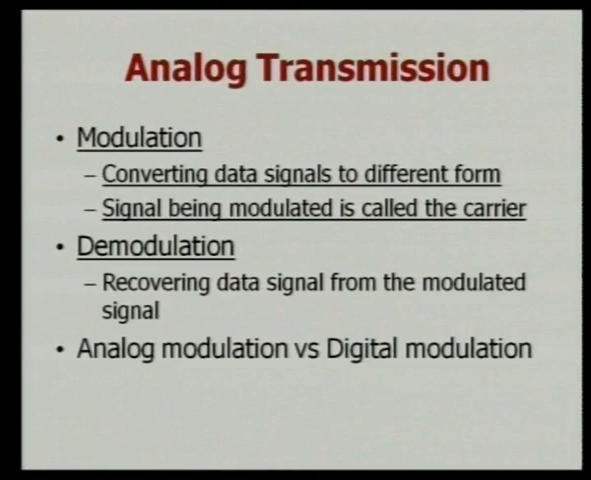So here again we talk about analog modulation versus digital modulation. So what is analog modulation versus digital modulation? Analog modulation would mean that I have analog data coming in being converted to an analog signal. Digital modulation refers to digital data coming in but being converted to an analog signal. In both these cases, the end signal is analog. That is what we need to remember.